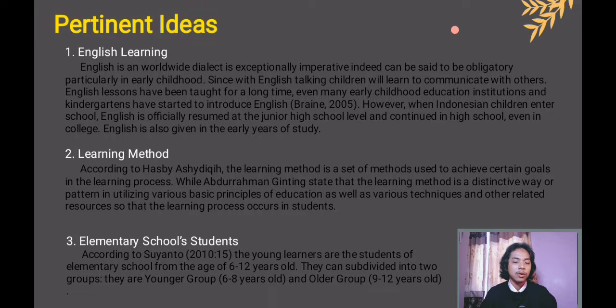The last one is elementary school students. According to Suyanto, young learners are the students of elementary school from the age of 6 until 12 years old. They can be subdivided into two groups. There are the younger group, 6 until 8 years old, and the older group, 9 until 12 years old.